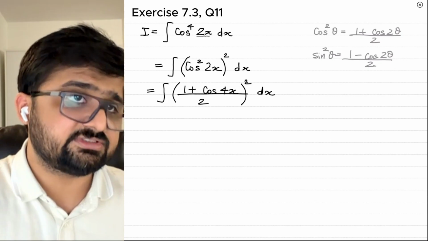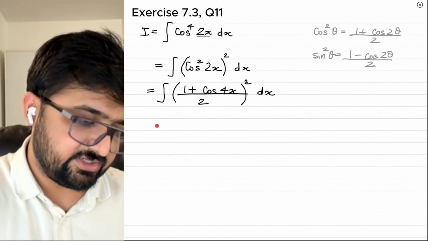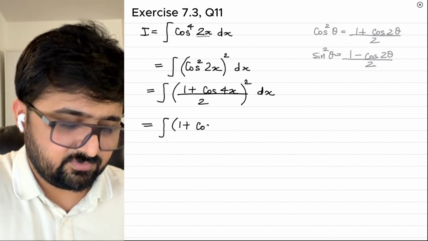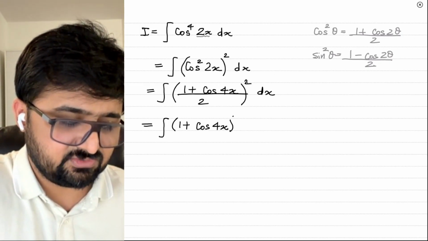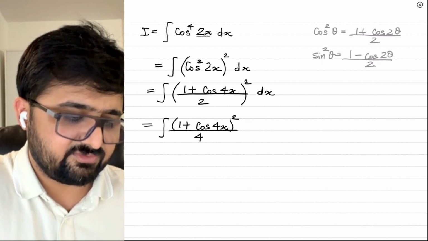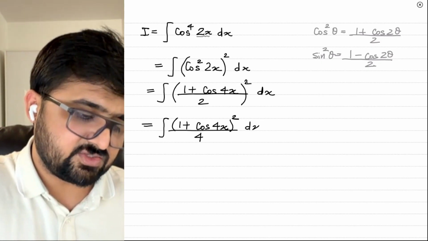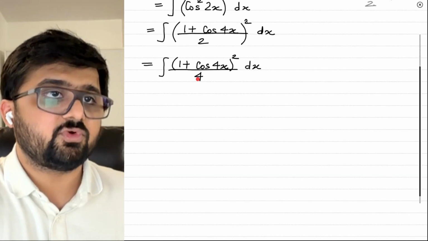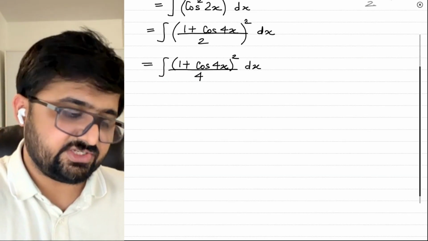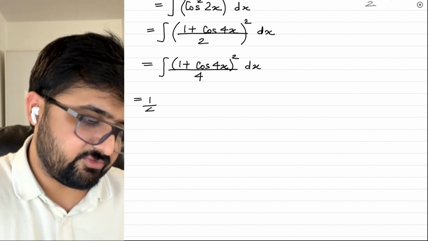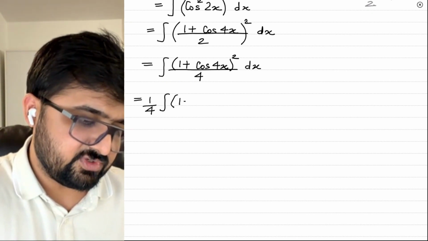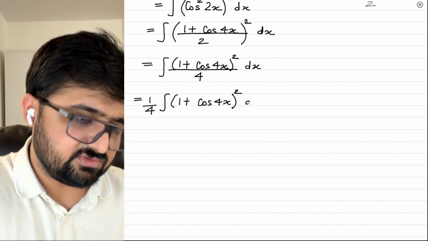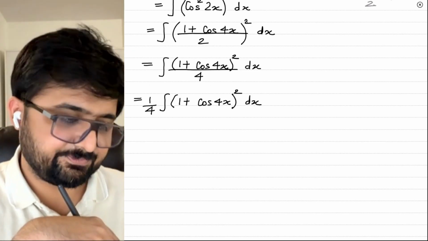Now that whole squared can be given again to numerator and denominator. So that will become integration of 1 plus cos 4x the whole squared divided by 2 square, which is 4, with respect to x. Okay, so far so good. That 4 is constant and can be taken out of integration. So that will become 1 by 4 integration of 1 plus cos 4x the whole squared with respect to x.